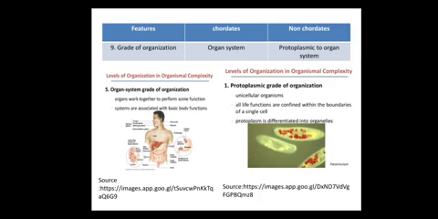So the next feature is grade of organization. Chordates show organ grade of organization. What does that mean? Different organs work together to perform the same or a similar function. For example, digestion. A digestive system is there for the function of digestion, and the digestive system includes different types of organs.